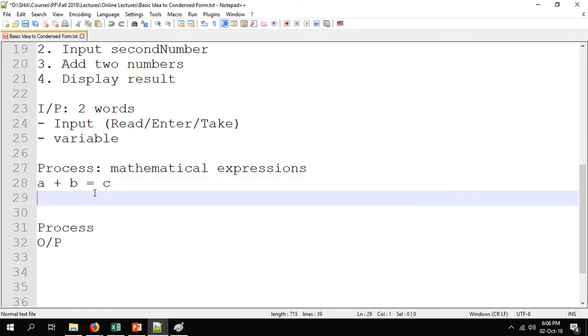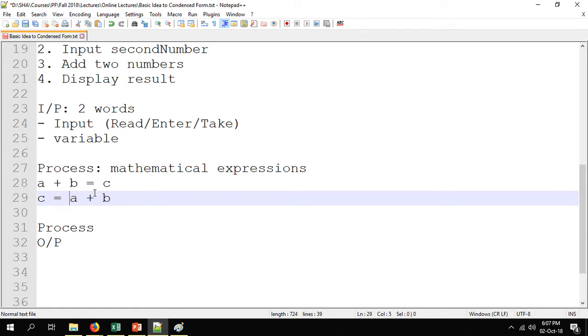Let me just copy paste so that you can compare it. So this a plus b is fine, just as you write in algebra, but the result comes on the left hand side. So this equals sign comes on the left hand side and the result comes on the left hand side. Basically the values will be calculated on the right hand side. You look at the right hand side first, and then that value is sent to the left hand side.